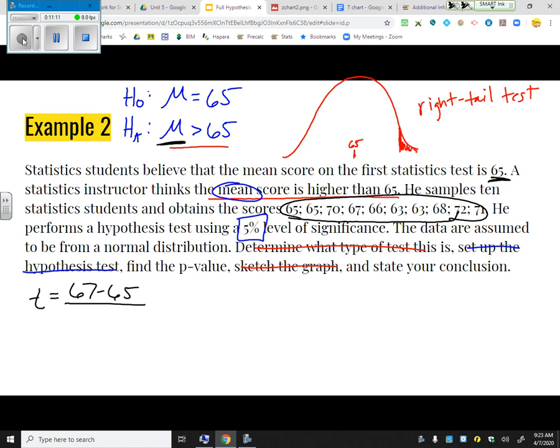So in my graphing calculator, I found, whenever I ran these 10 numbers, let me write out what I found here. I found that my mu sub x bar was 67. And then I found my sample standard deviation to be 3.1972.